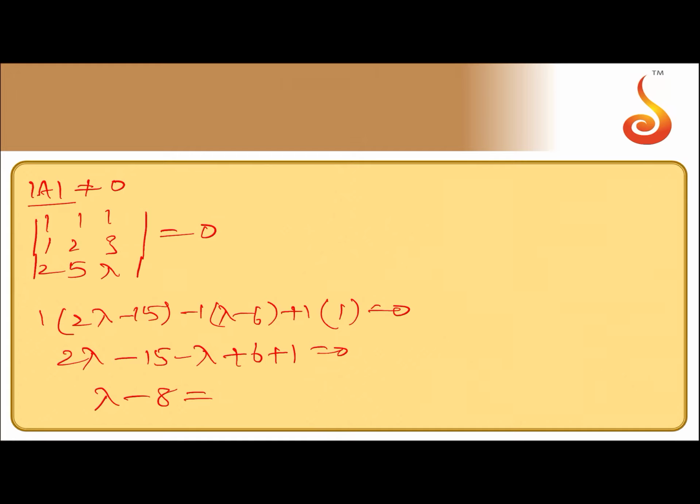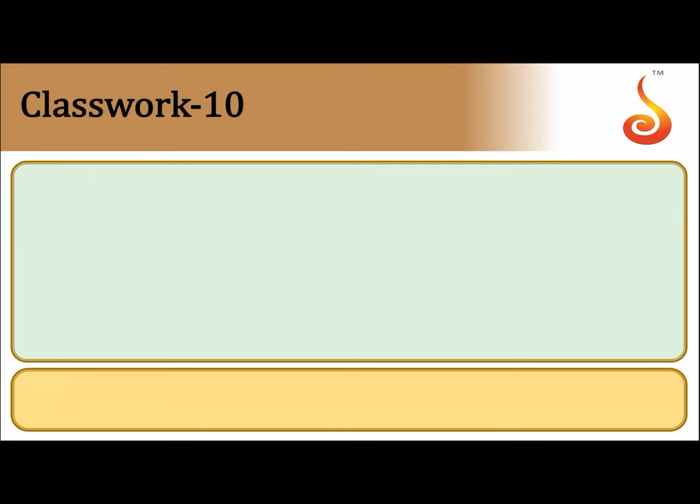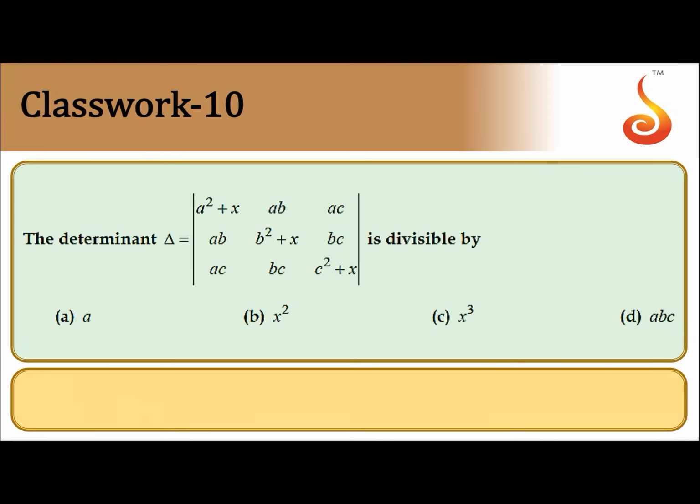Yes, of course, so for a unique solution, lambda minus 8 is not equal to 0. So therefore, lambda cannot be equal to 8. So the answer for this one is lambda cannot be equal to 8, option A. Coming to the next one, the determinant delta is equals to something which is divisible by.